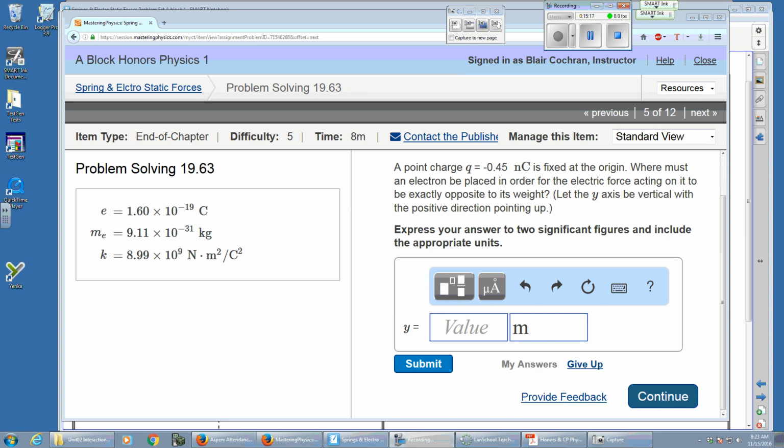So there's a negative charge fixed at the origin. Where must the electron be placed in order to have the electric force acting on it be exactly opposite its weight? Okay. So let's see. Is the electron going to be attracted to this charge or repulsed from this charge? Is the negative electron going to be attracted or repulsed from this negative charge? Repulsed. Thank you.